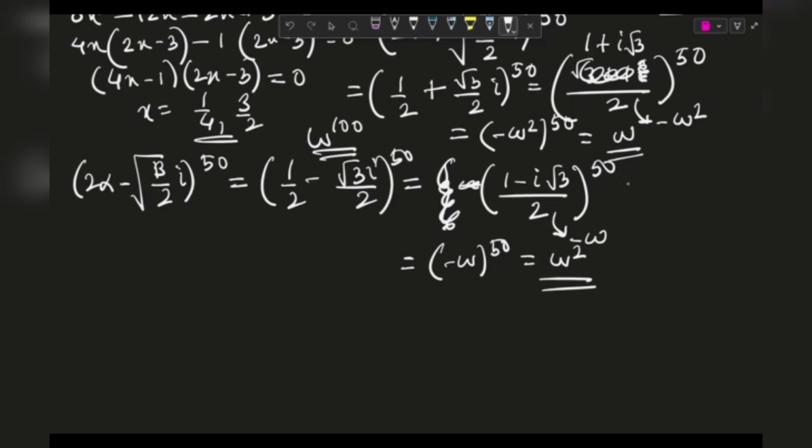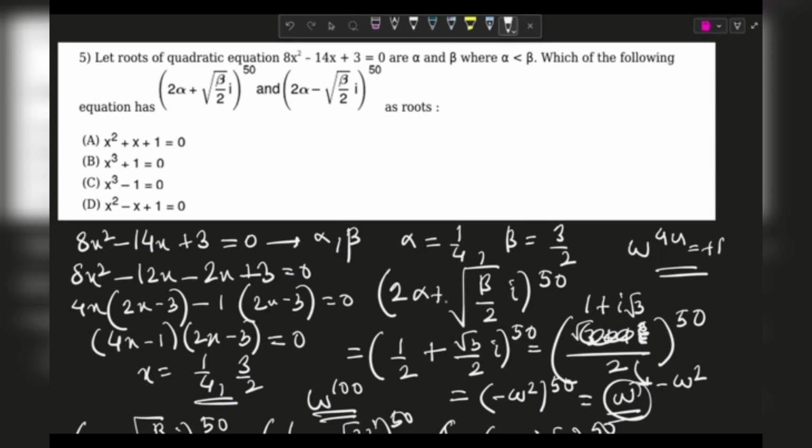Pretty simple stuff. And now we had to say that for what equations are omega and omega square roots. So now let's take a final look at the options. So I guess x square plus x plus 1 is not a correct option, and if we, okay, sorry, x square plus x plus 1 is a correct option. Yeah, A is a correct option, and B is, I guess, not correct, and C can be correct. X cube minus 1 equal to 0, and I guess D is also not correct. So basically our correct options will be A and C, I guess.